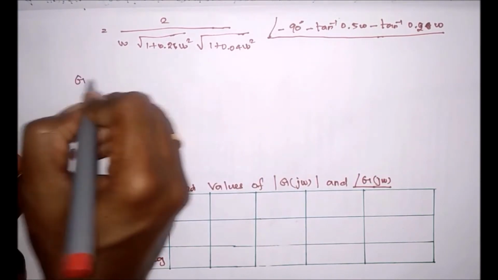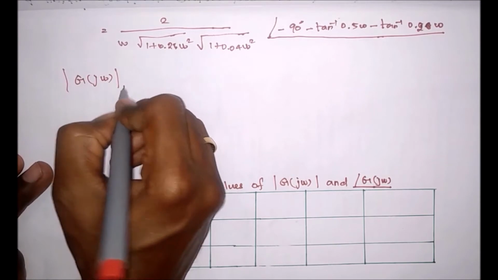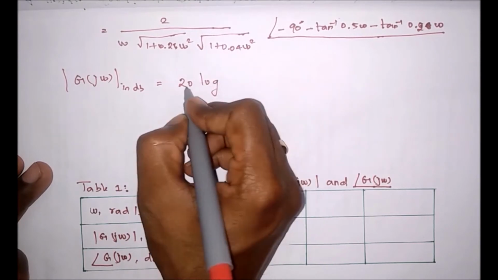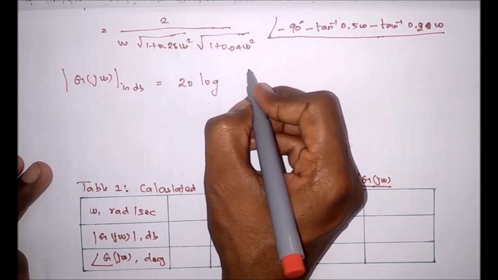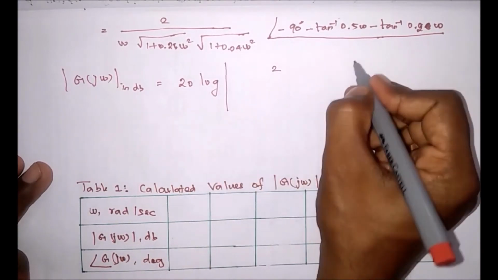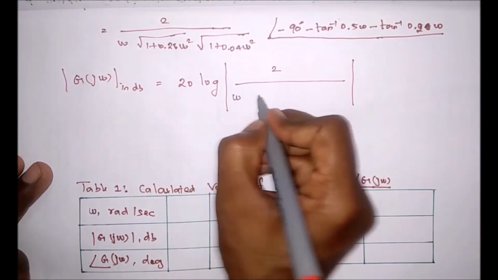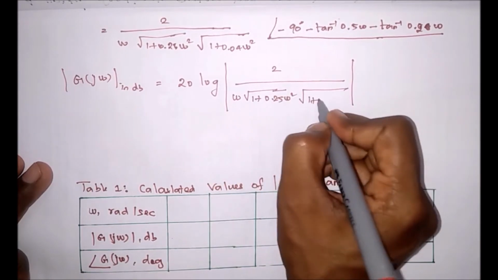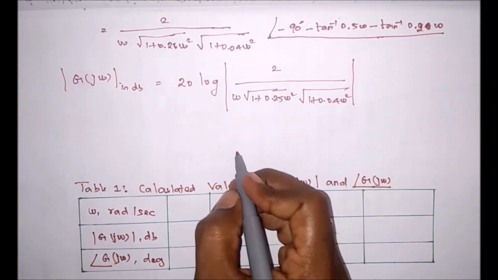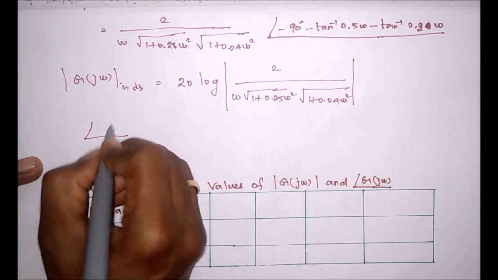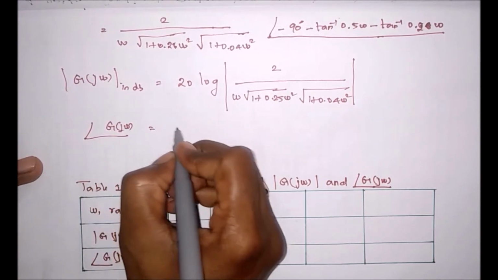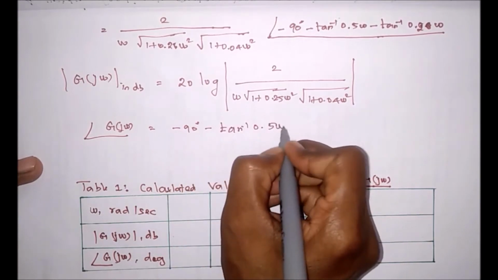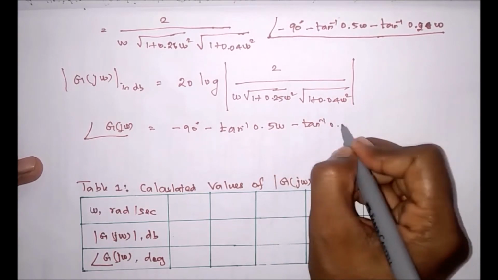Now we have to write this magnitude in terms of decibel. To convert into decibel, we multiply 20 log with this term: 20 log of 10 divided by omega into square root of (1 + 0.25 omega square) into square root of (1 + 0.04 omega square). Then the phase angle of G(j omega) equals minus 90 degrees minus tan inverse of 0.5 omega minus tan inverse of 0.2 omega.